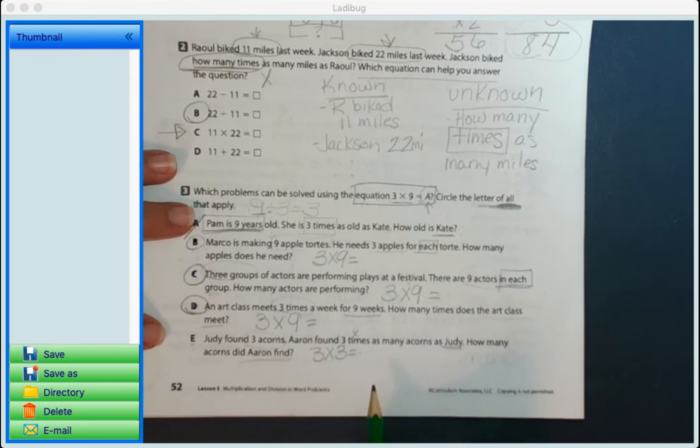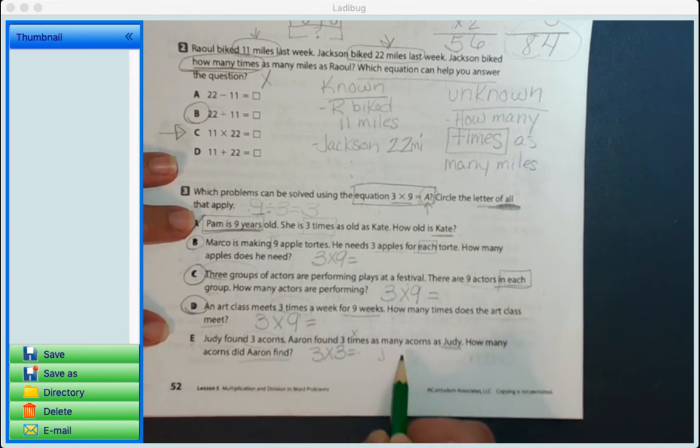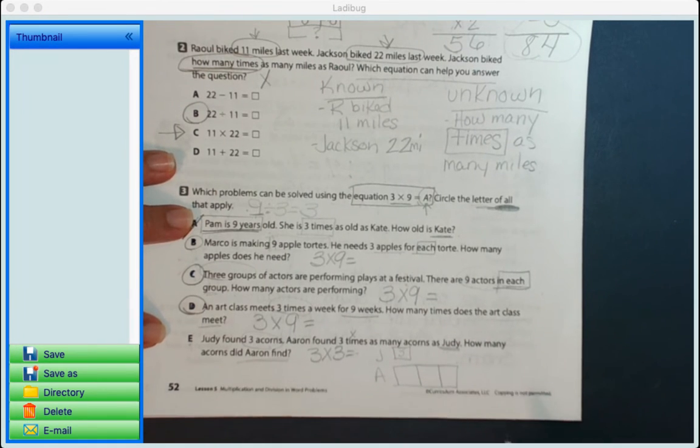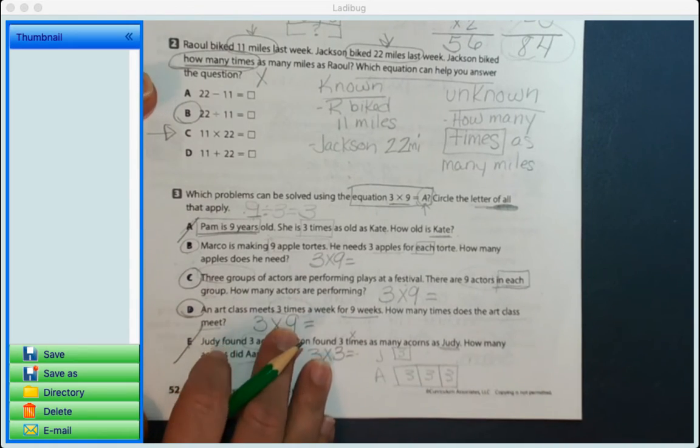So Judy found 3 acorns. So Judy, we know, is going to just have 3. Aaron found 3 times as many. So I can draw it out with my 3 boxes. But 3, 3, 3. So it would be 3 times 3, which would be 9. And that does not fit. So slash the trash.